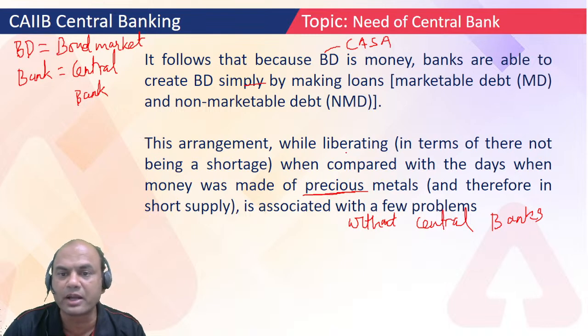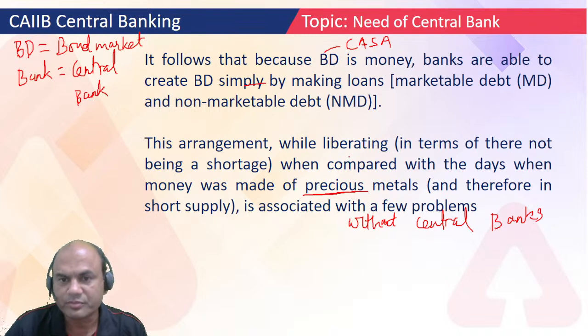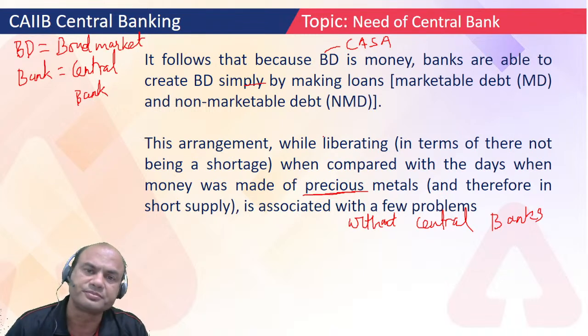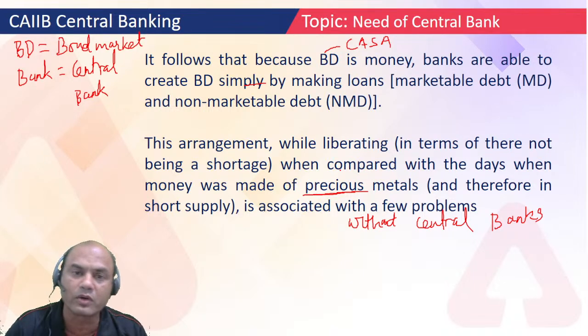This arrangement, while liberating in terms of there not being a shortage when compared with the days when the money was made of precious metals, therefore in short supply, is associated with a few problems. So remember, earlier, before the central banks came in, we all hear that our ancestors used copper money, gold coins, all these things.